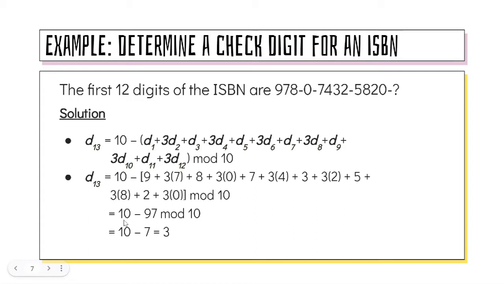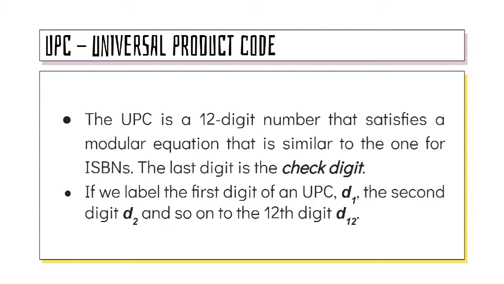So 10 minus 7 equals 3. So the missing number here is 3. Therefore, the check digit is 3. Okay? I hope you were able to follow me, class.